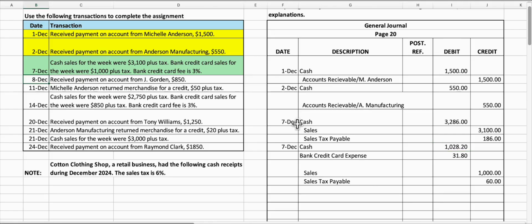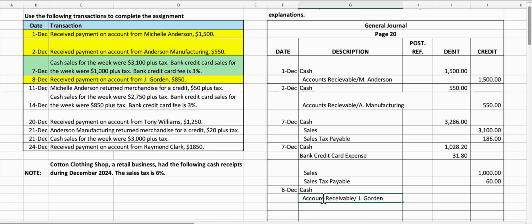We've got the cash sales as well as the bank credit card sales accounted. On to December 8th. On December 8th, you received payment on account for Jay Gordon in the amount of $850. So December 8th, you brought in cash from one of your accounts receivable.